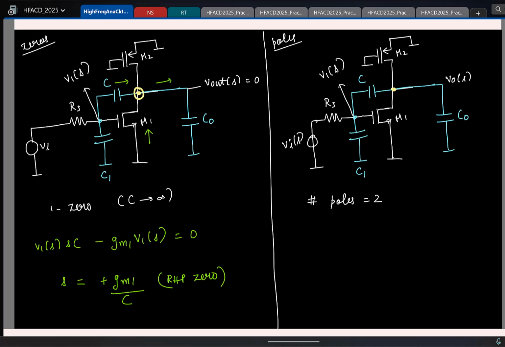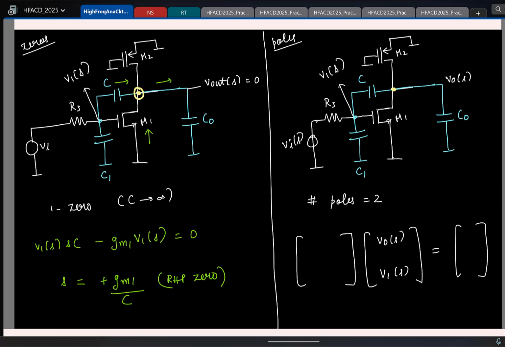Write KCL in the Laplace domain. You'll have two unknowns, V1 and V0. You have two nodes, so two equations and two unknowns. So let us say this is V0 of S and V1 of S. You write KCL, you get two equations, two unknowns. You will get a matrix. Use your favorite technique to solve this, Cramer's rule or whatever. It's just algebra.